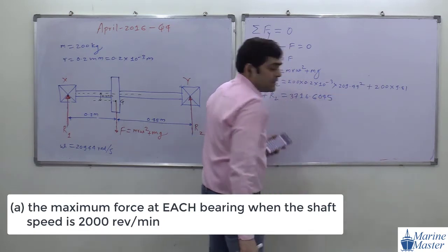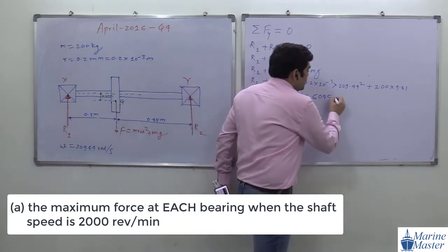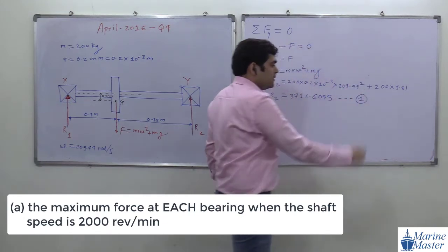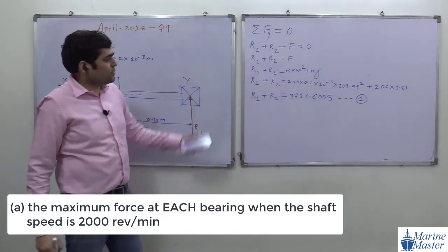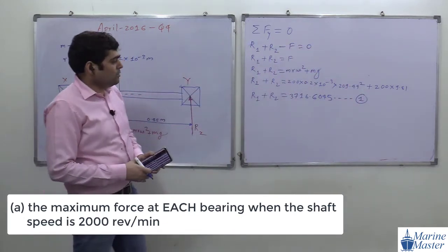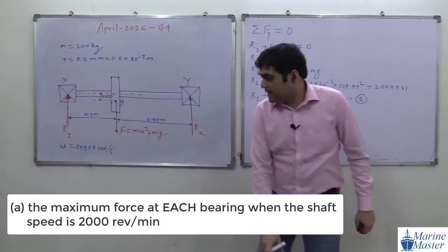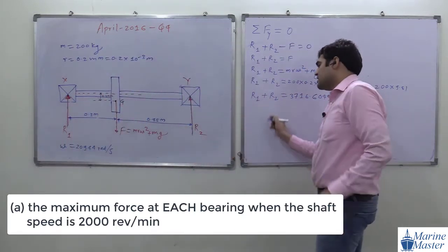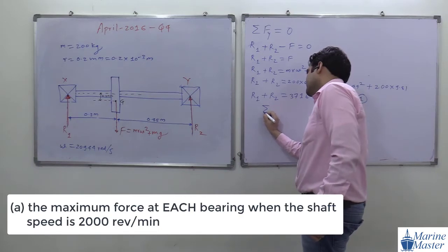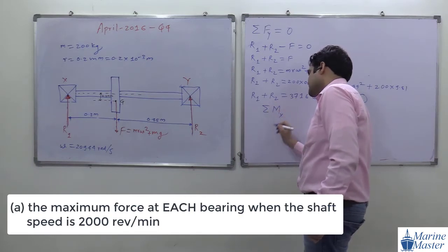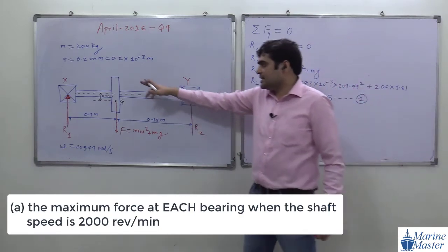3716.6045. Okay, can we consider this as equation 1? Any doubt till now? Okay, now again we are going to take a moment. Suppose we are going to take a summation of moment about point x.